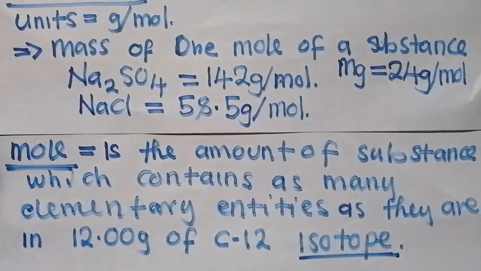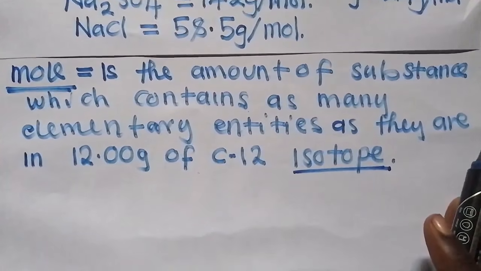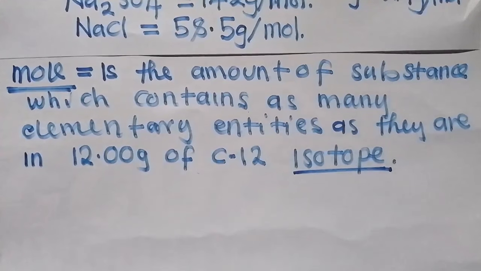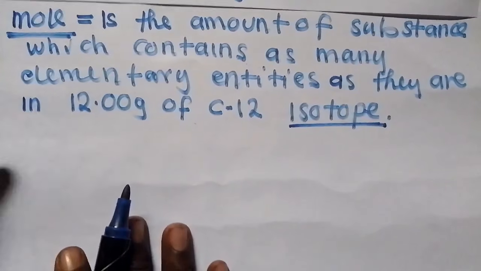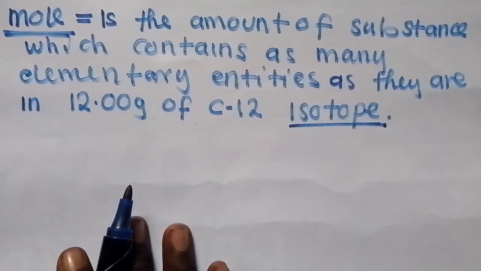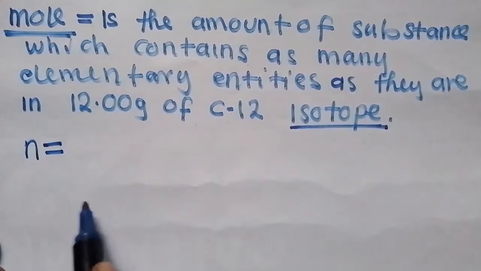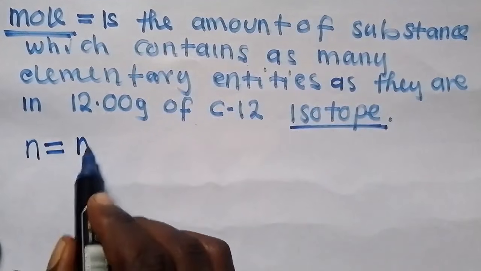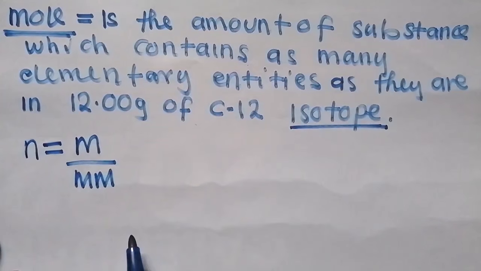So we've got a specific formula now that we get to use whenever we are told to calculate the number of moles in a compound. This is the formula: the number of moles is equal to mass over molar mass. This is the symbol for molar mass.